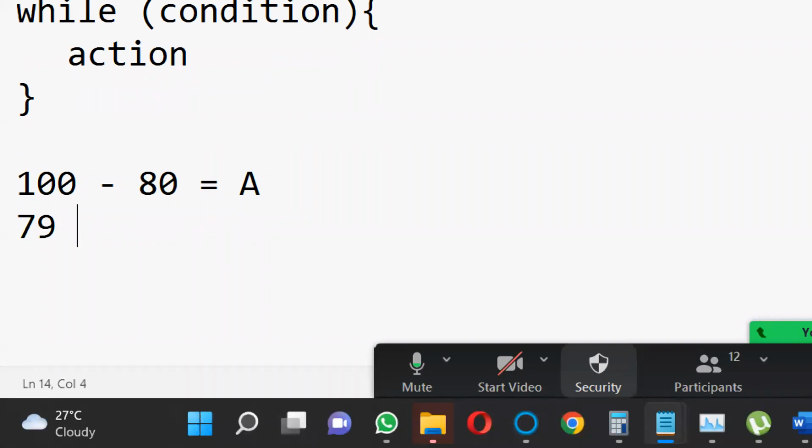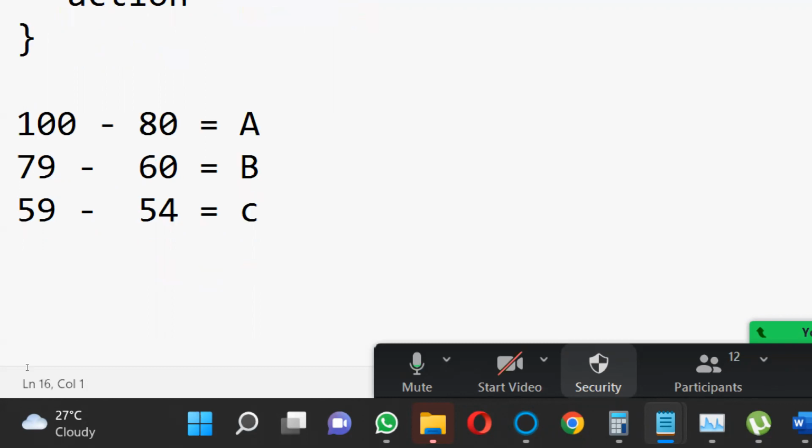If you have 79 to 60, I think it's 69 to 60. Let's say 60. Then that's when we get B. Okay. So if you have 59 to 54, then you have C. Then finally, if you have 54 to 50.